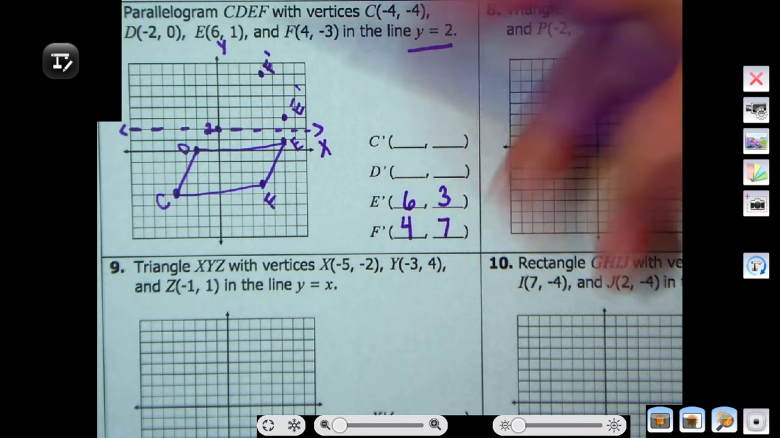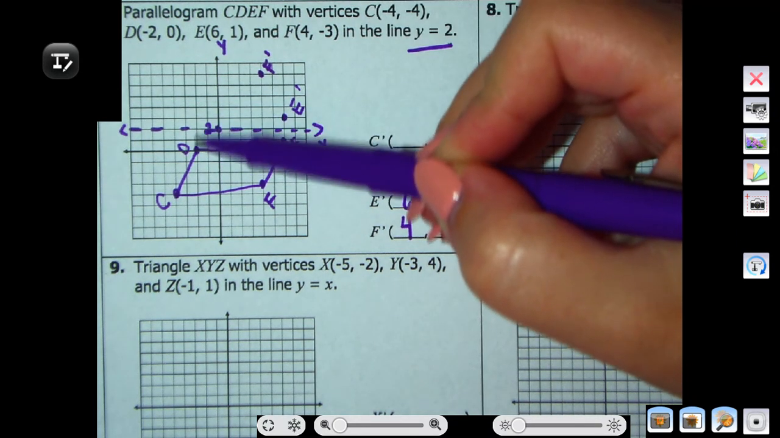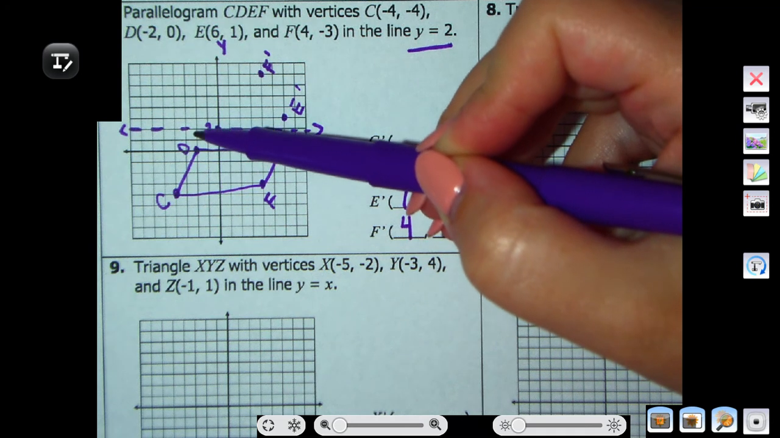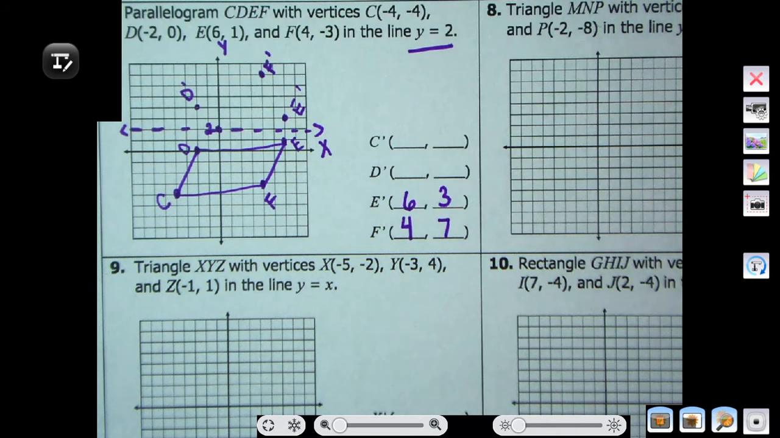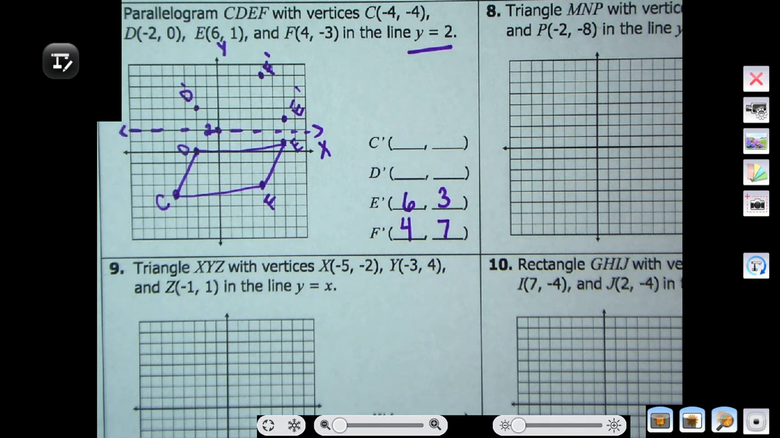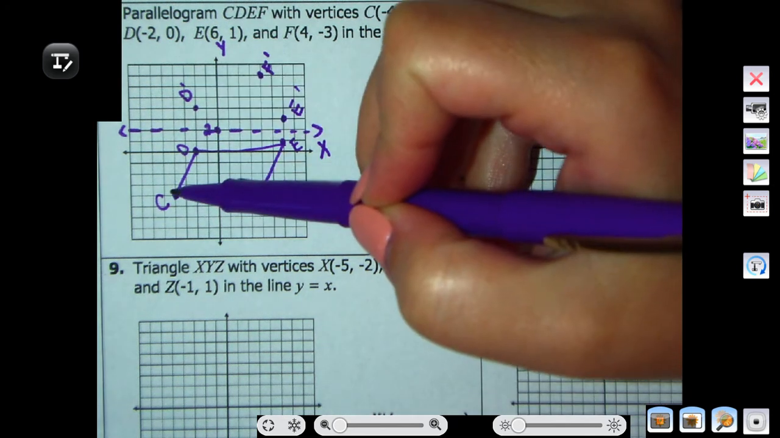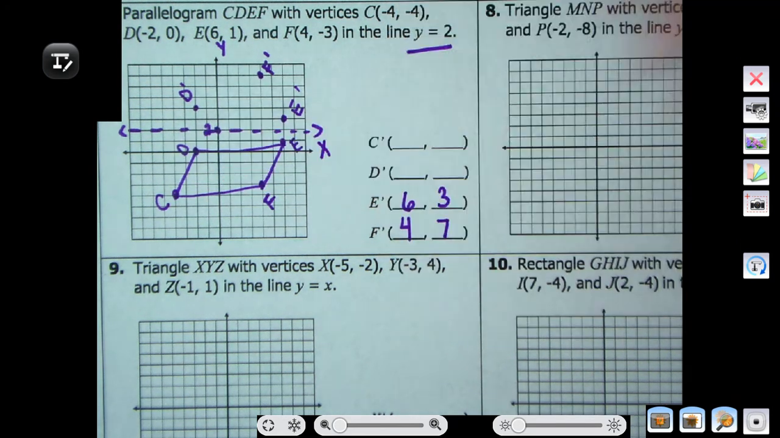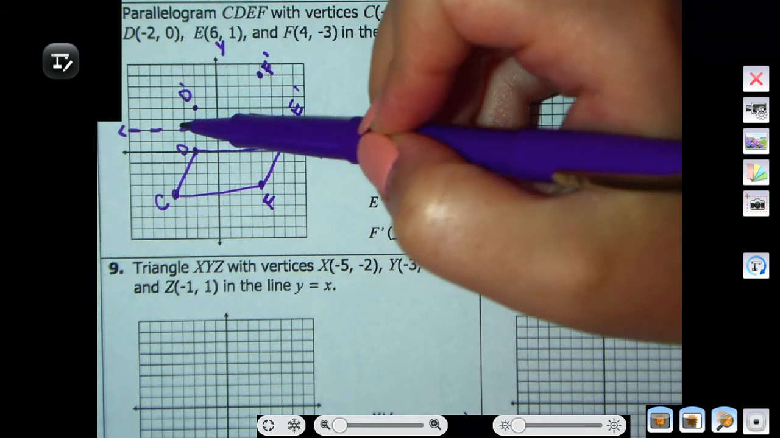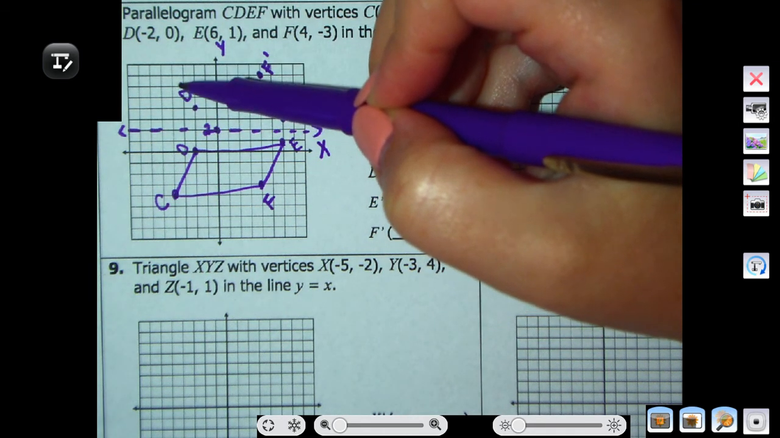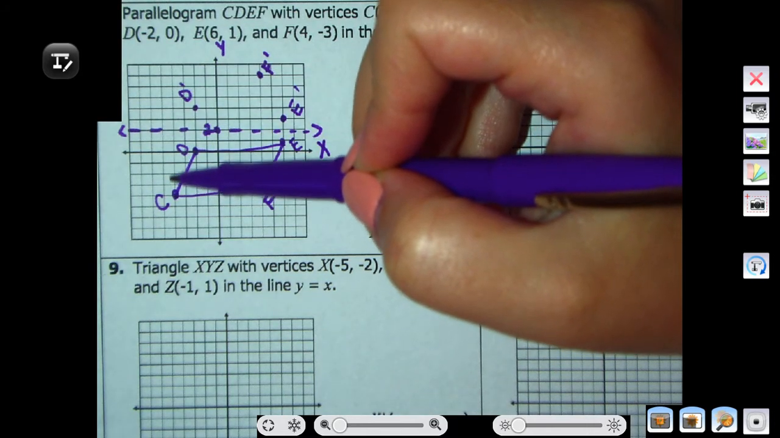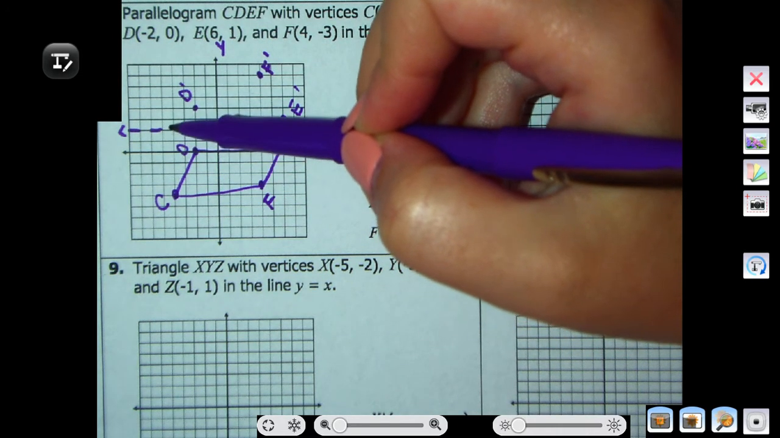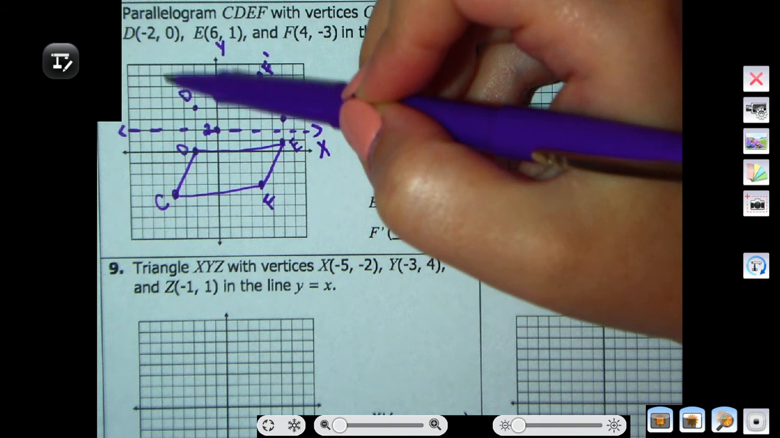Now for D. D is 2 units from the line of reflection. So I'm going to go to the other side and count 1, 2, and put a point, and that's D prime. And lastly, let's do C. So C is 1, 2, 3, 4, 5, 6 units. So I'm going to count 6 units. Let me double count that. 1, 2, 3, 4, 5, 6.